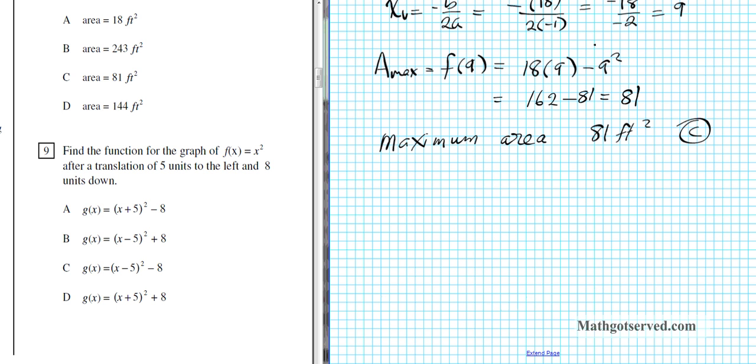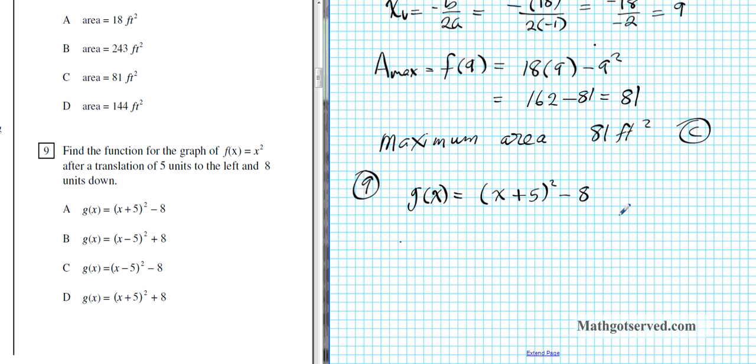All right, let's take a look at question 9. We're asked, this is the function for the graph f of x equals x squared after translation 5 units to the left and 8 units down is given by what? So let's go ahead and write down the function. We're going to have g of x. Now, we have a number next to the x squared. So if we go 5 units to the left, we're going to do the opposite. So left, the opposite is going to be plus, so plus 5. And then if you go 8 units down, that's going to be minus 8.